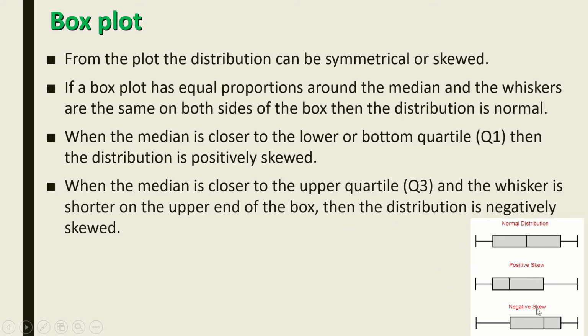When the median is closer to the upper quartile, Q3, and the two whiskers are not equal, with one of them shorter on the upper end of the box, then the distribution is negatively skewed. So that's how we can examine the data through a box plot by eye and determine whether it is normally distributed or not normally distributed.